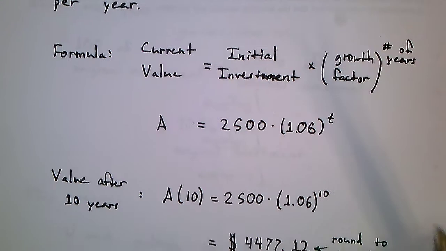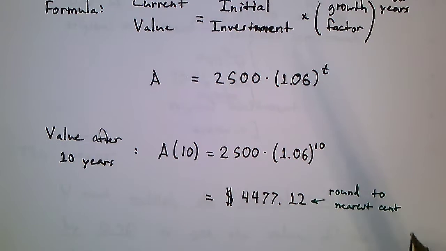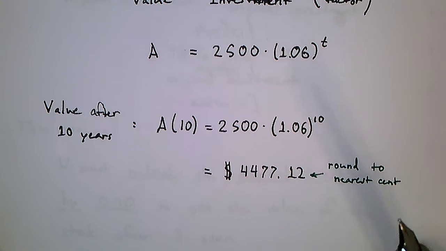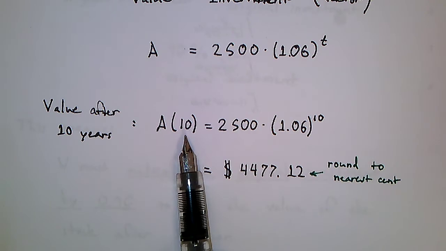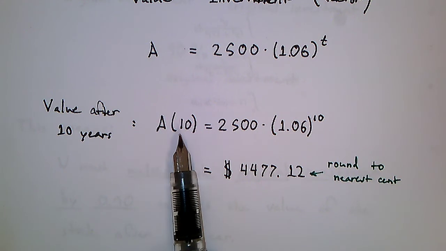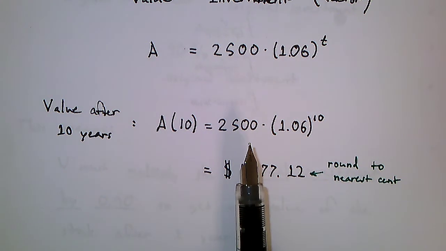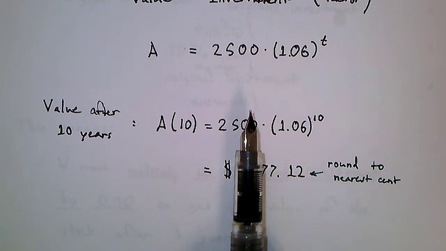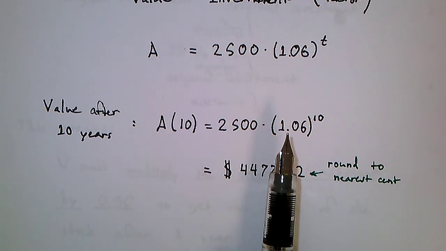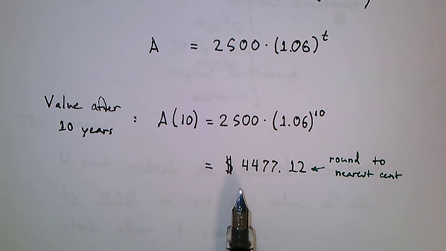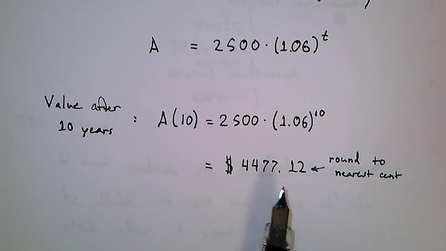So what happens after 10 years? Suppose I made this investment in stock and I just let it grow for 10 years. Well, we have to plug in 10 into our function, and I've used functional notation to represent that. A of 10 is equal to 2,500 times 1.06 to the 10 power. This is something that you'll want to put in your calculator, and once you do so, you'll see that the amount after 10 years is $4,477.12, and here I've rounded to the nearest cent.